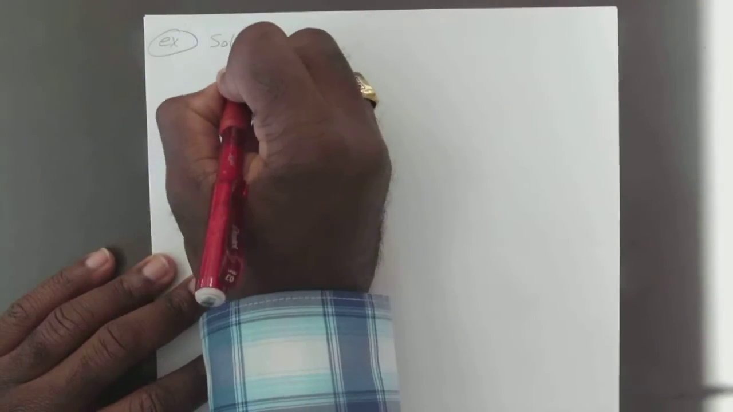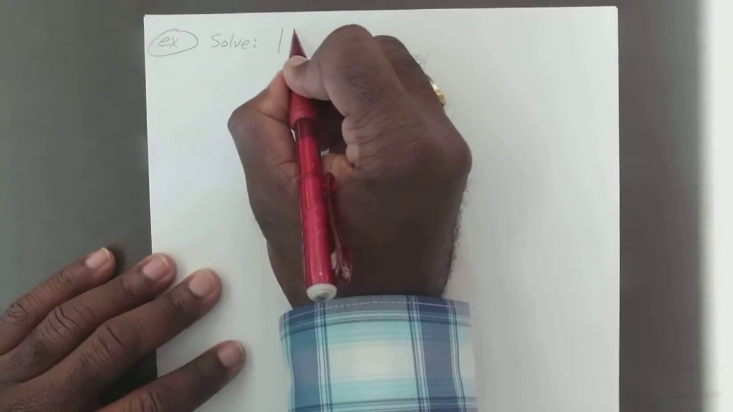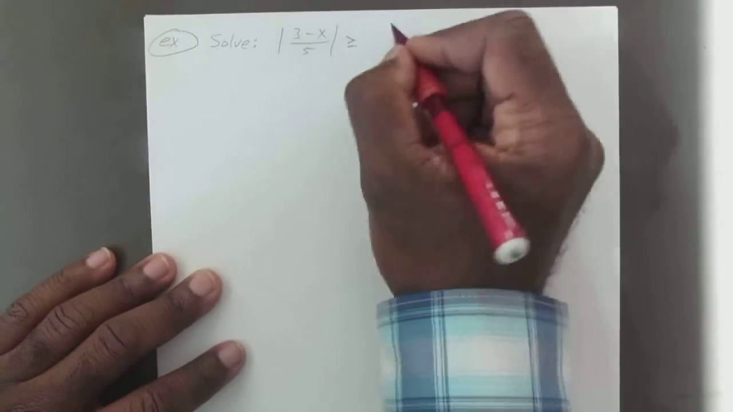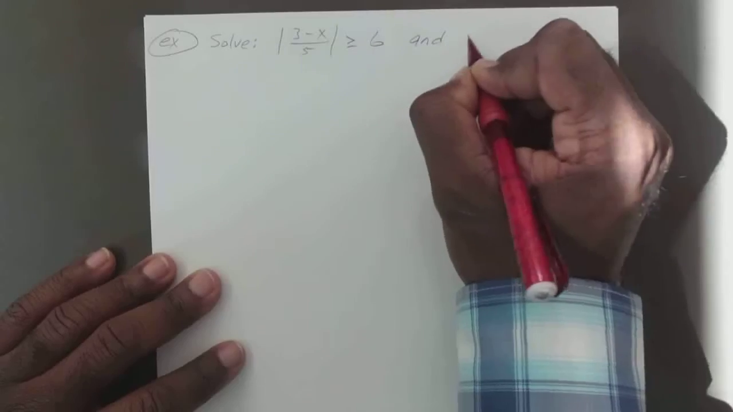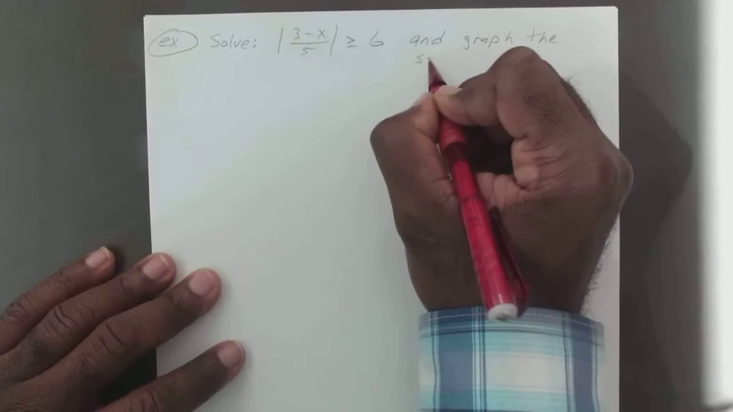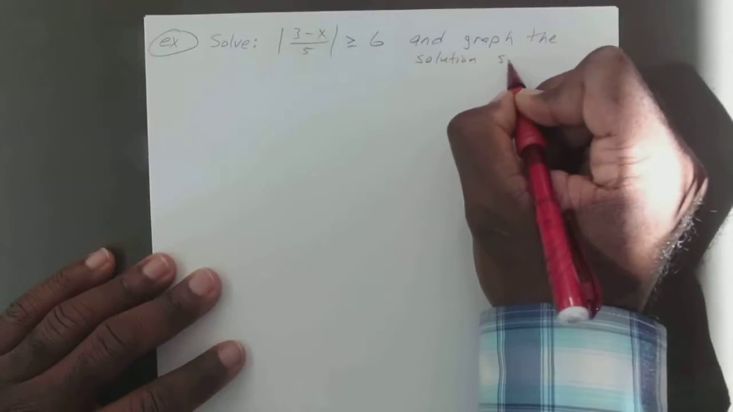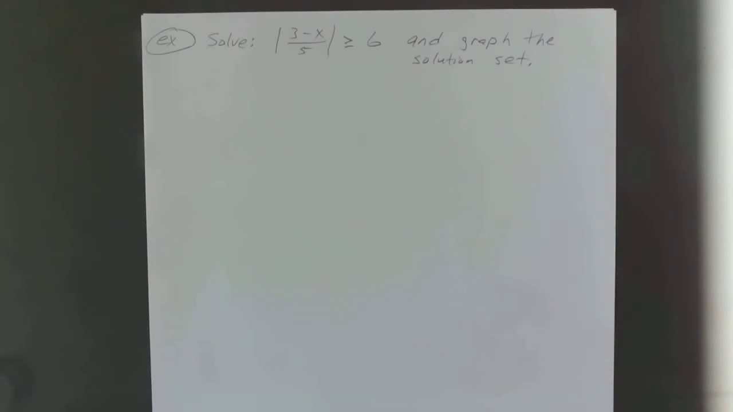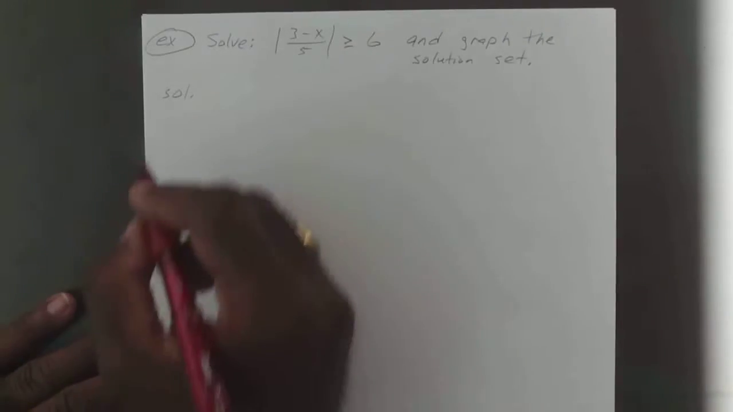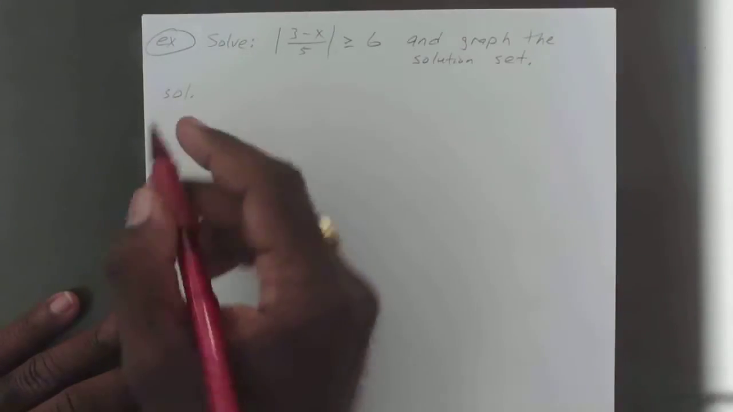All right, so let's say, for example, we wanted to solve the absolute value of 3 minus x over 5 is greater than or equal to 6, and graph the solution set. Okay, so this one, it's greater than or equal to.